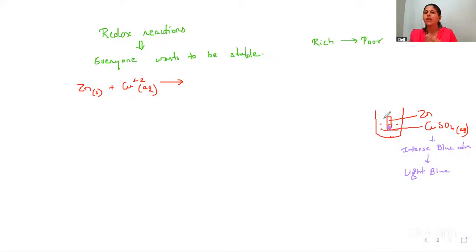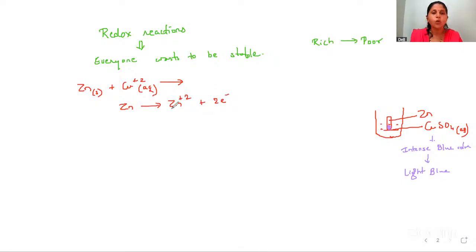So a reaction has happened. How do you say a chemical reaction has occurred? You will see a change in color or formation of some compounds, yes or no? But here we are seeing the change in color. Now, why is that change in color? Let us see. Zinc donates electrons. Zinc donates 2 electrons and becomes Zn+2.